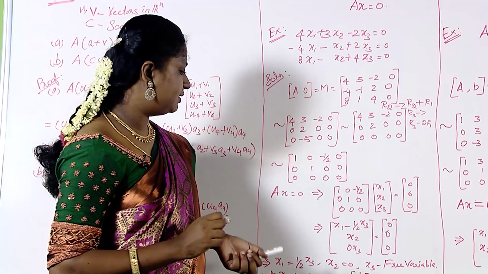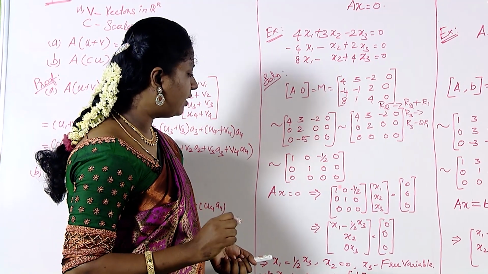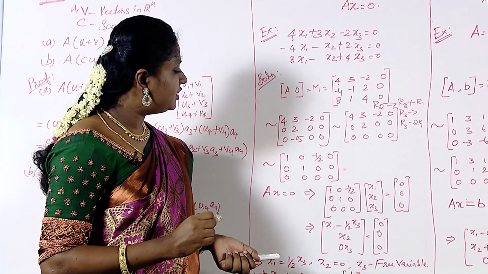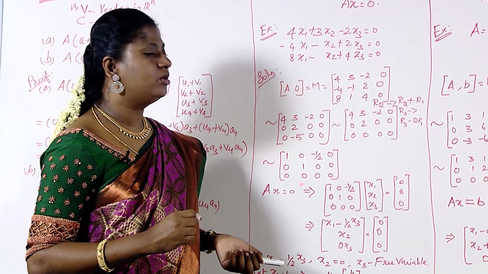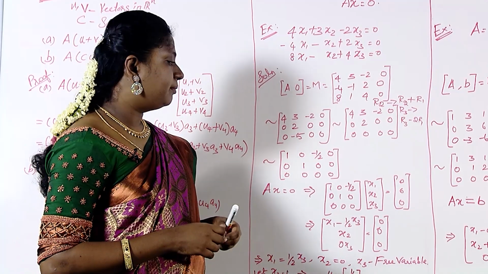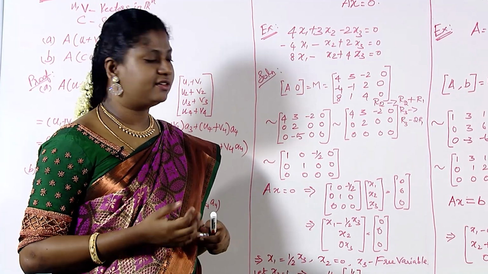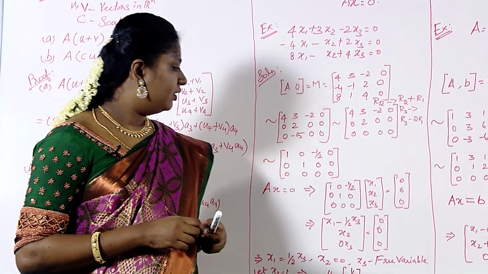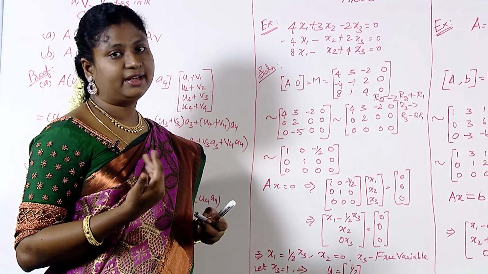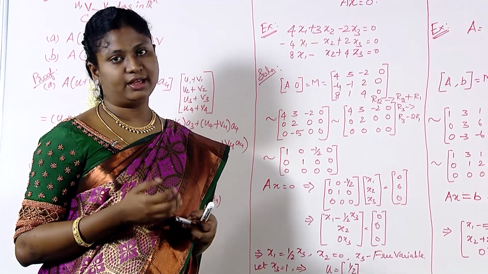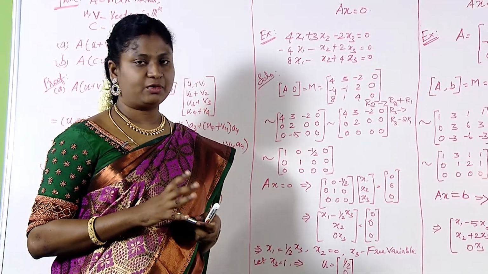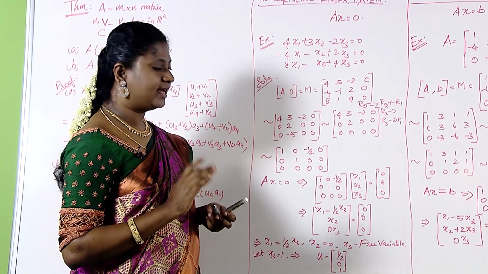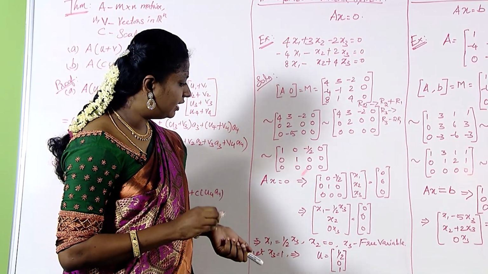You can see that in the last row I am getting 0 0 0 0, which means the variable x3 is a free variable. As we have already seen, if you have at least one free variable, then your homogeneous system of equations will have a non-trivial solution. Therefore, definitely it has a non-trivial solution. You can see it clearly here.